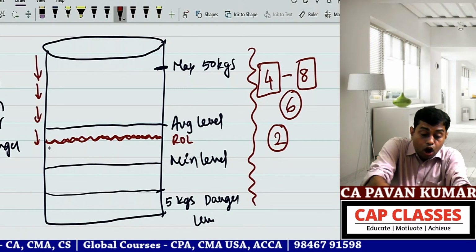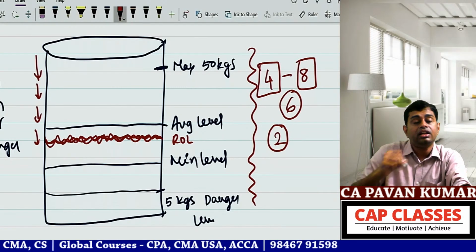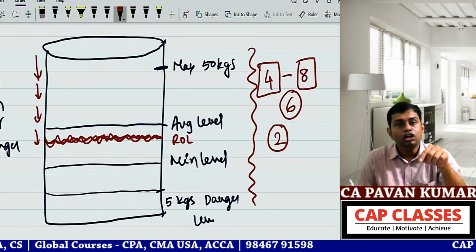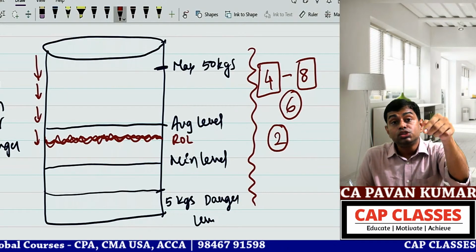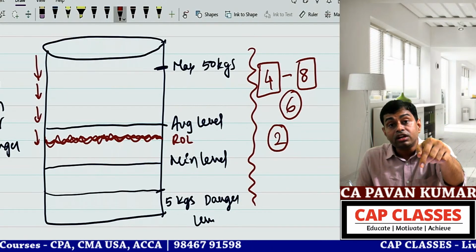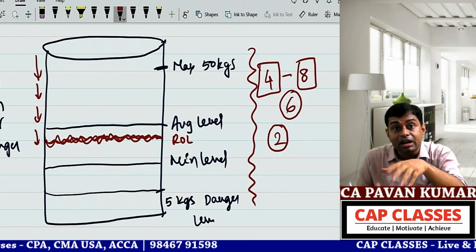Now, if I order goods somewhere here, I will not get goods today. I will get goods after 6 weeks. So for this 6 weeks, whatever goods are to be consumed should be there in my hand, no?